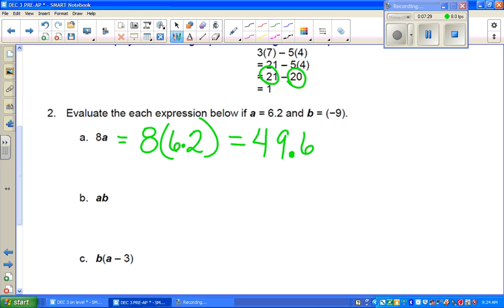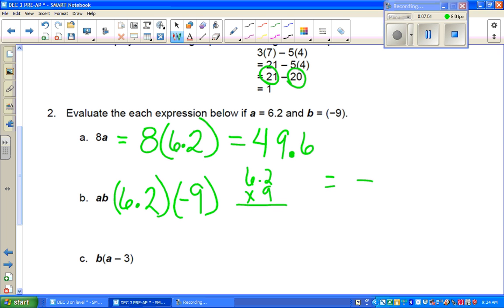Okay, now B, we have A times B. So you're simply going to plug in 6 and 2/10 times a negative 9. Okay, and if you want to, just bring that negative out to be part of your answer, and you can multiply 6 and 2/10 times 9. And when we multiply that out, we get negative 55 and 8/10.